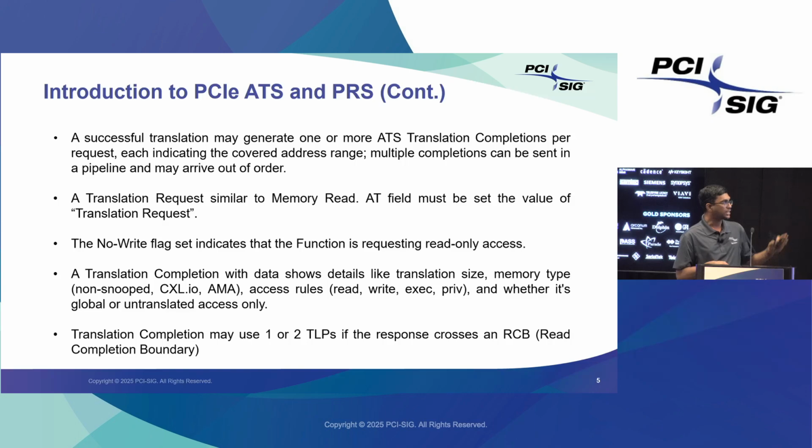Okay, and the translation completion is similar to CPLD only. The CPLD with DW is always 2 actually. In the 2 data words, it will embed all the information like the translated address and its memory attribute values, like access rules and the attributes of the memory. Everything it will embed in that information. So this information our device will cache.